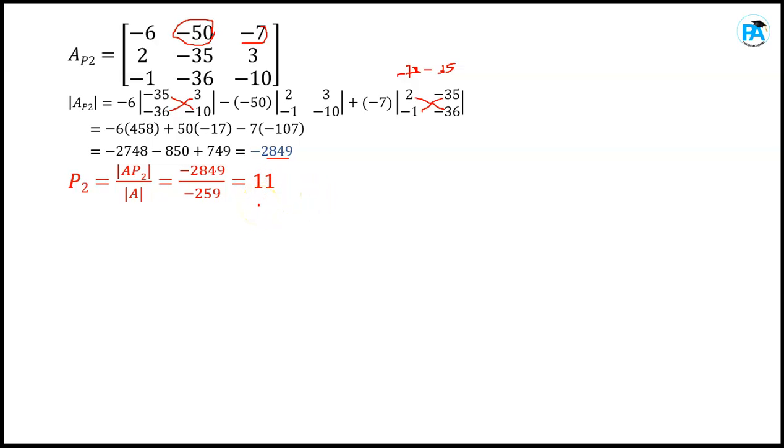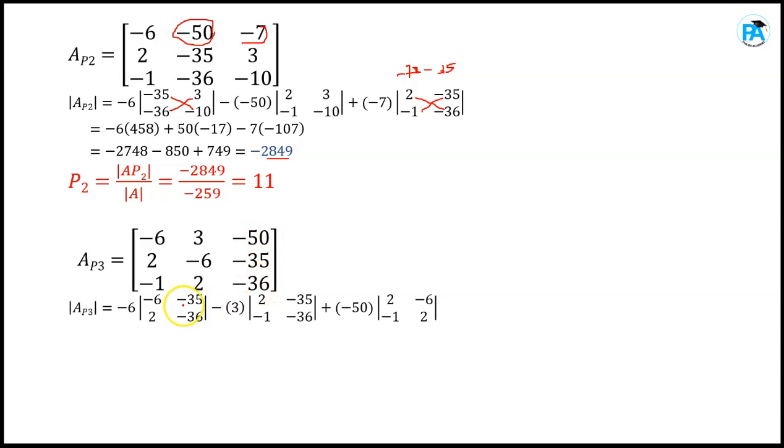The next thing to do is also to form a matrix for AP3. To form a matrix for AP3, this time around you are going to put the B at the third column. Now putting it at the third column, please always refer back to the matrix A before you replace them. So you put it at the third column. Then you also find the determinant of this.